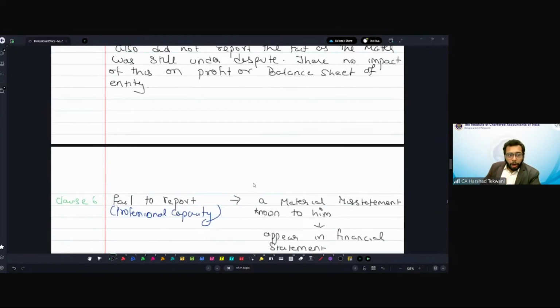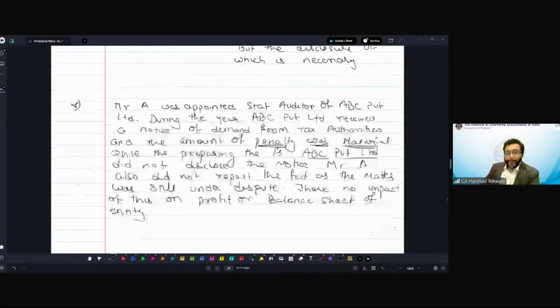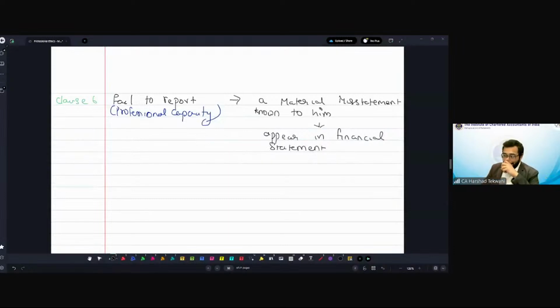So, clause 5 was fail to disclose a material fact. Clause 6 talks about failing to report a material misstatement. Again, the concept of material misstatement will be based on materiality only. So I need to use SA 320 materiality to understand whether I have failed to report a material misstatement or not. Pretty straightforward. There are no ifs and buts in this particular clause.